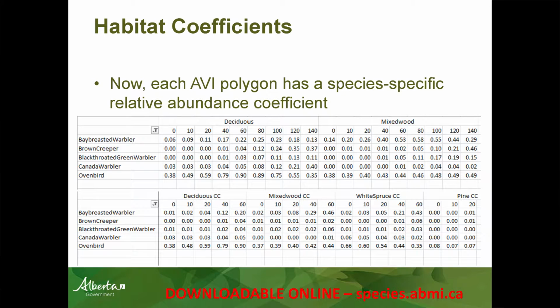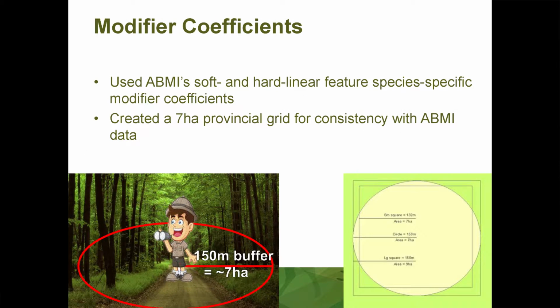And so now every AVI polygon out there has a habitat coefficient relative abundance for each species. In addition, we added the modifier coefficients, which are based on linear coefficients for soft and hard features. Soft being vegetated, pipelines, cut lines, and hard linear features being like roads, railways.